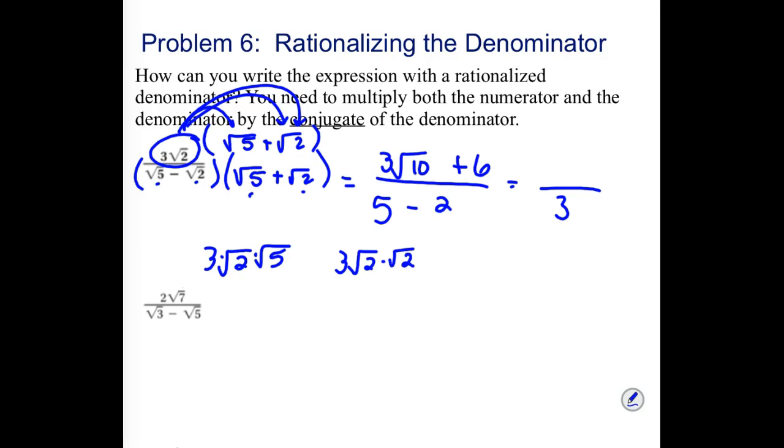Okay, now, we said the denominator simplified to be a 3. Can we reduce this? Can we divide both of those numerator pieces by that 3 from the denominator? Okay, so 3 root 10 divided by 3 would just be 1 root 10. And 6 divided by 3 would be 2. So that would be my final answer. Okay?